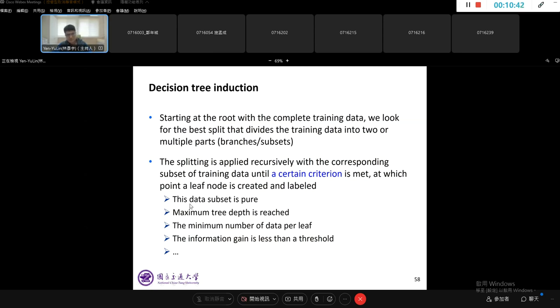For example, the first criterion is that the data set is pure. The second one is the maximum tree depth. The third one is related to the minimum number of data points per leaf. And the last one is about information gain. In this session, we are going to define the term information gain. If we cannot produce sufficient information gain, the tree construction process should be stopped.